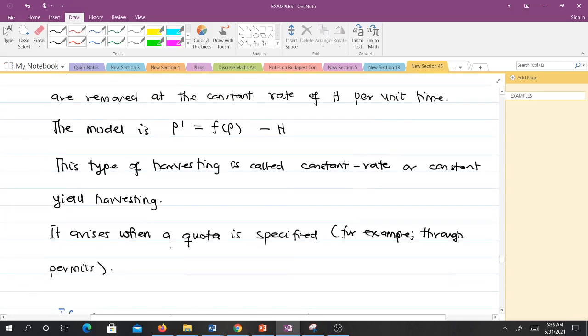So it says it arises when the quota is specified, for example, through a permit. So maybe you go for a permit and you've been told to take 10 of the species you are trying to harvest every week. So you can say that you have a constant number, right? So when a constant number is specified, when the h of t, the one you're harvesting, is a constant h, then we see that we have the constant yield harvesting. And with that one, our model becomes p prime is equal to f of p minus h, right?